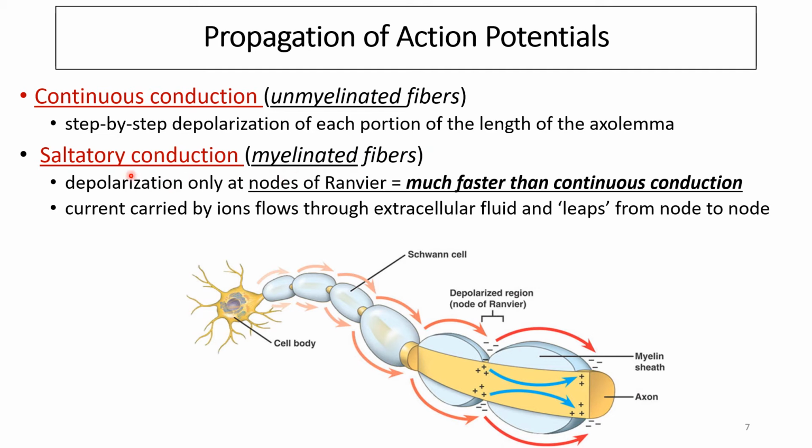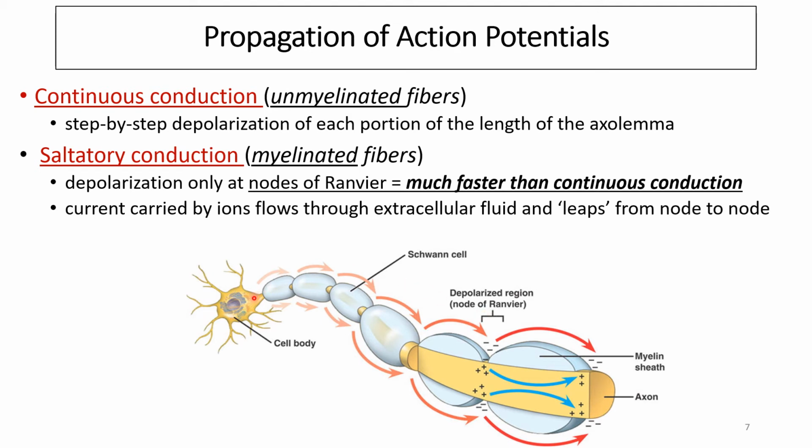Saltatory means frog-like. So we see that the action potential, once it's created, leaps from node of Ranvier to node of Ranvier. So what we're looking at in this image is in the peripheral nervous system. This is a Schwann cell. Remember, Schwann cells create the myelin in the peripheral nervous system. And if you remember what the cell type is in the central nervous system, it's the oligodendrocyte that makes the myelin. But looking at this image, we've got Schwann cells, and between each of the Schwann cells here, we have a naked area of the axon that's known as the node of Ranvier.